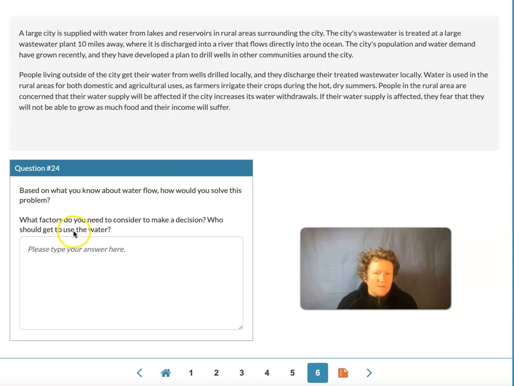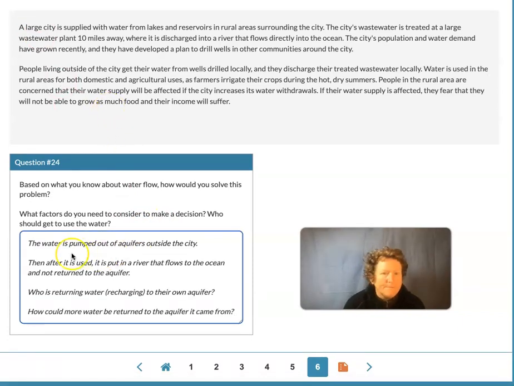What factors do you need to consider to make a decision? Who should get to use the water? Okay, now it's your turn. Here are some things to consider. Water is pumped out of aquifers outside the city. After it's used in the city, it's put in a river that flows to the ocean and not returned to the aquifer it came from.